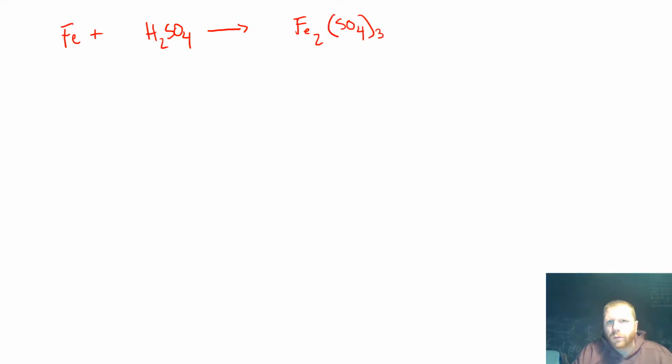So the first equation that I'm going to balance is a reaction between Fe, or iron, and H2SO4, which is sulfuric acid. That is going to produce Fe2(SO4)3 plus H2. Anytime that you're ever asked to balance a chemical reaction, you're going to be presented with something like this. This is an unbalanced chemical reaction.